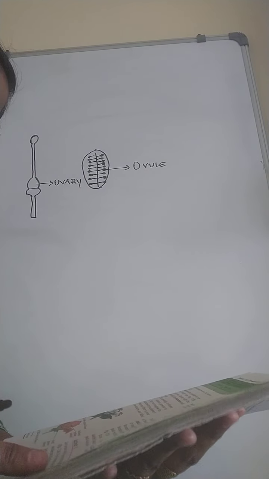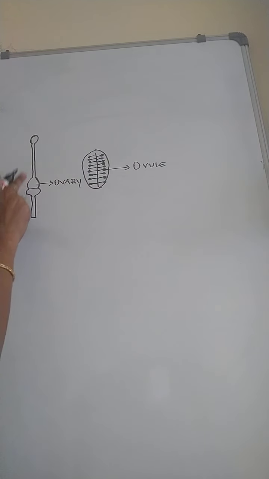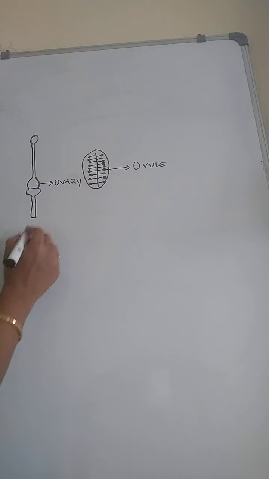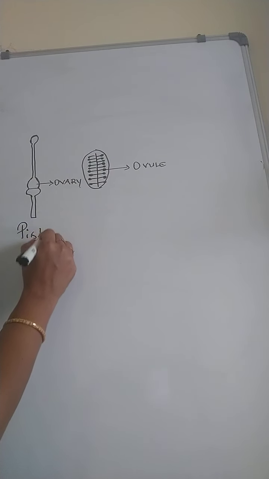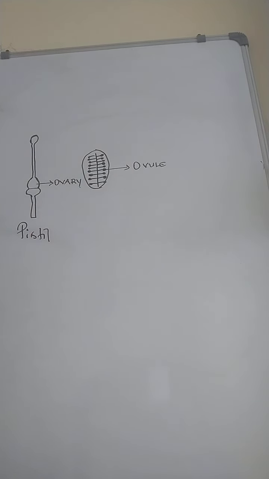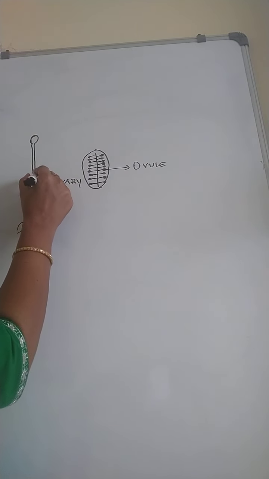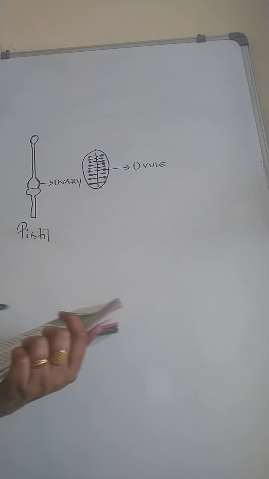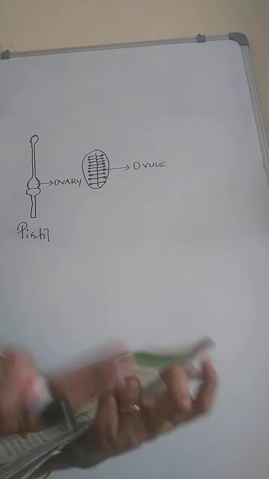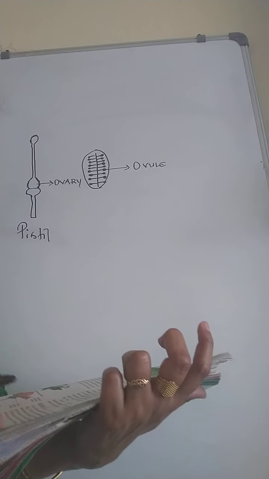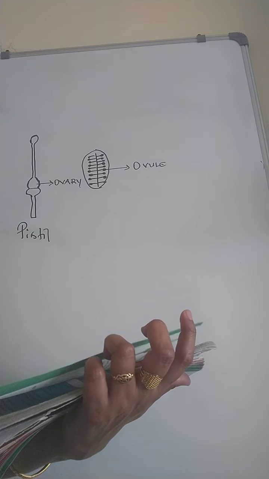It is the lowermost and swollen part of the pistil. This is the pistil now. So where is it situated? It is situated at the lowermost part of the pistil. How is it? It is bulged, in oval shape. Swollen, bulged. So we will cut this part to study what is inside.